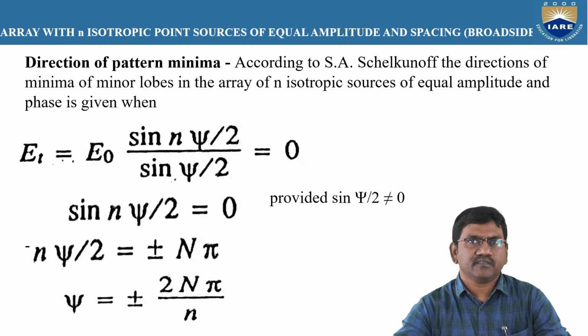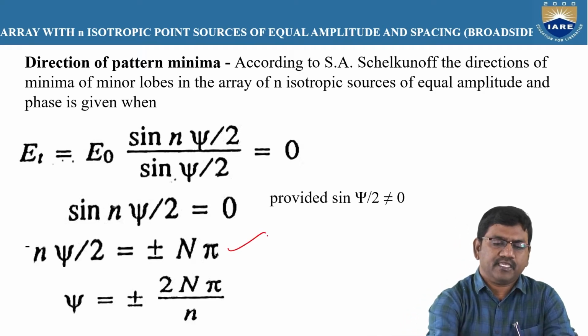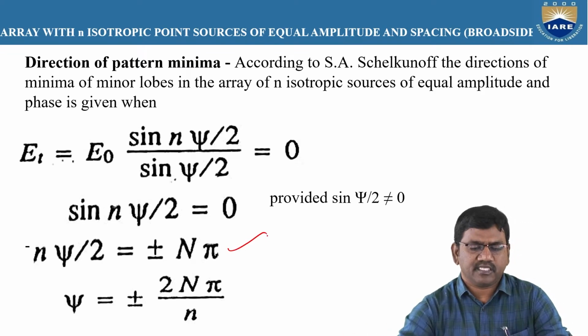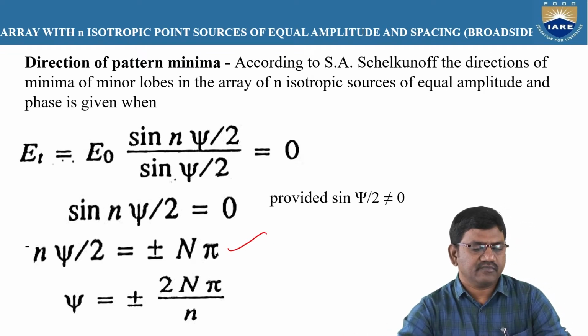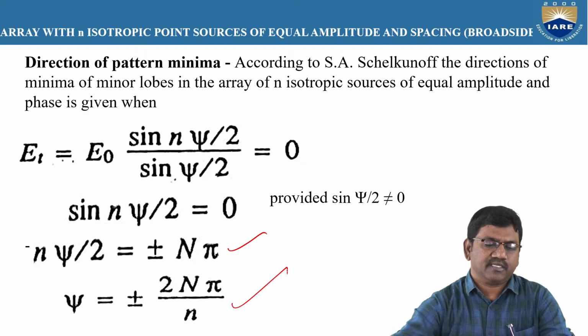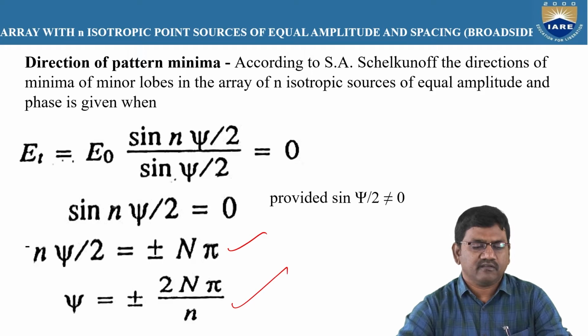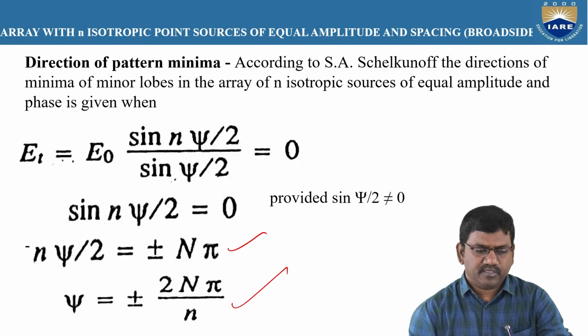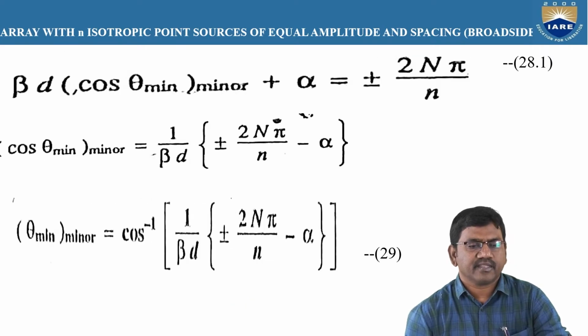If sin n psi by 2 is equal to 0, the trigonometric solution for this expression is given by n psi by 2 is equal to plus or minus n pi, where psi is given as plus or minus 2 n pi by n. So based upon this term, we are going to find out psi, meaning beta d cos theta plus alpha, right? Beta d cos theta plus alpha.